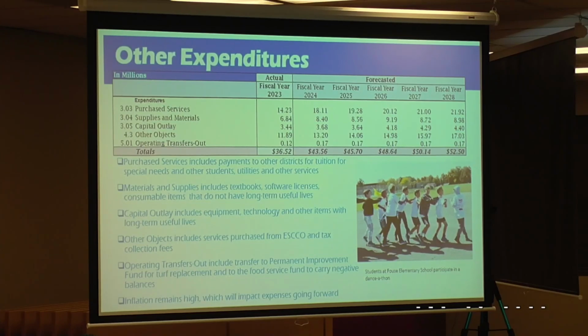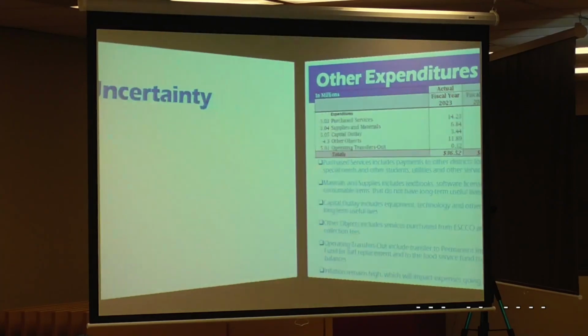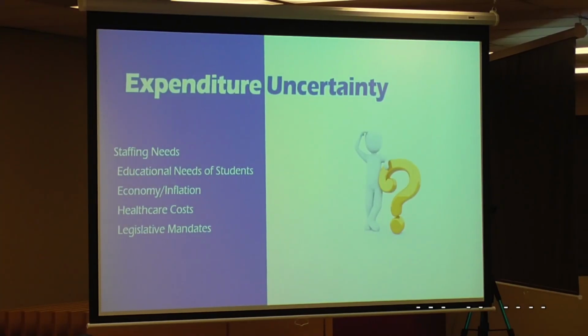Operating transfers out include transfers to the Permanent Improvement Fund for turf replacement and also to the Food Service Fund to carry any negative balances at the end of the year, because the Food Service Fund cannot carry negative balances. Like I mentioned, inflation is anticipated to remain high throughout the forecast period, and the students in this picture are participating in a dance-a-thon at Faust Elementary. Just thinking about expenditure uncertainty and things that could affect the forecast going forward would be our staffing needs, the educational needs of students, the economy and inflation, healthcare costs, and any unfunded mandates that we might have from the legislature.